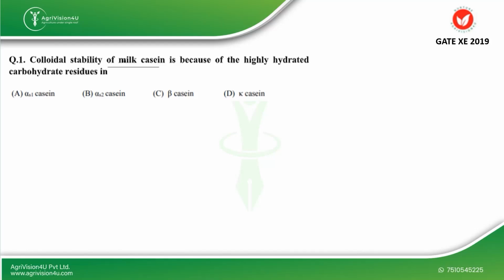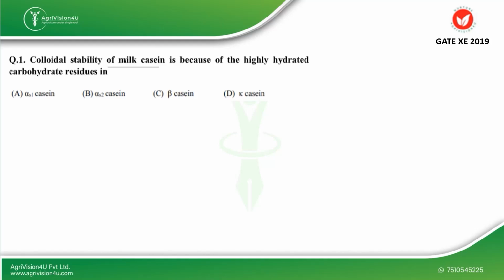So alpha S1 casein basically contains carbohydrate residues, but it is not as highly hydrated as beta caseins and the kappa caseins. So it contributes to the micelle structure, but it plays a lesser role in the colloidal stability. Whereas alpha S2 casein, similarly to alpha S1 casein, in terms of hydration and contribution to the micellar structure, is less hydrated.